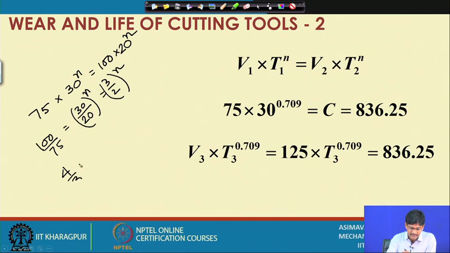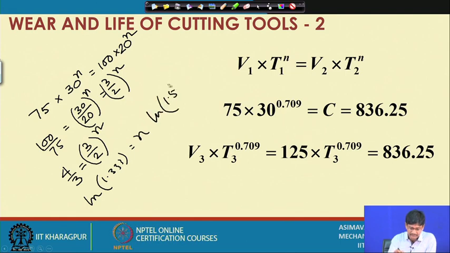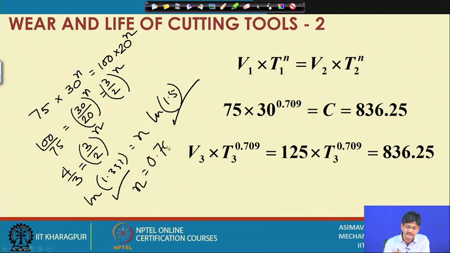So, 4 by 3 is equal to 3 by 2 to the power n, and after that we can take ln. 1.3333 equal to n into ln 1.5. We can find out these values very easily, and n can get solved. So, I have found n to be 0.709. Please check, n comes out to be 0.709.